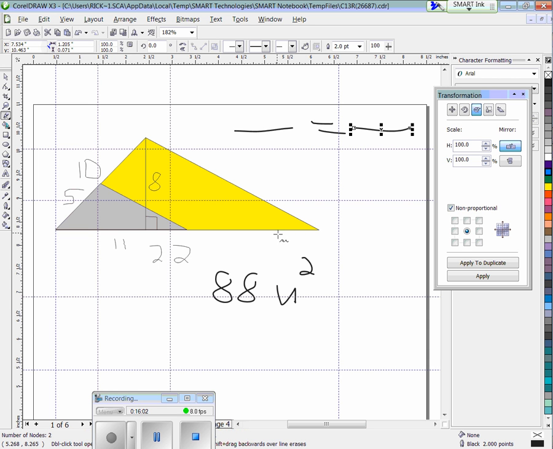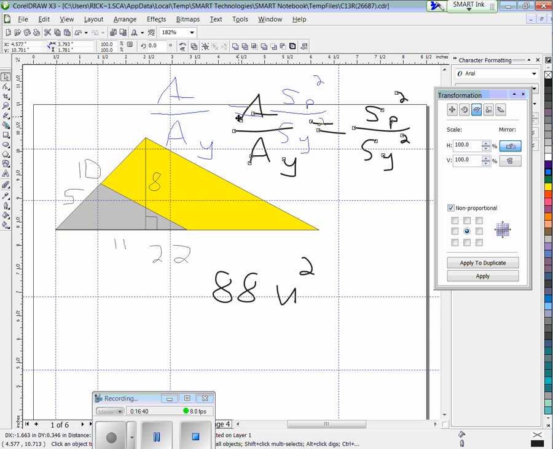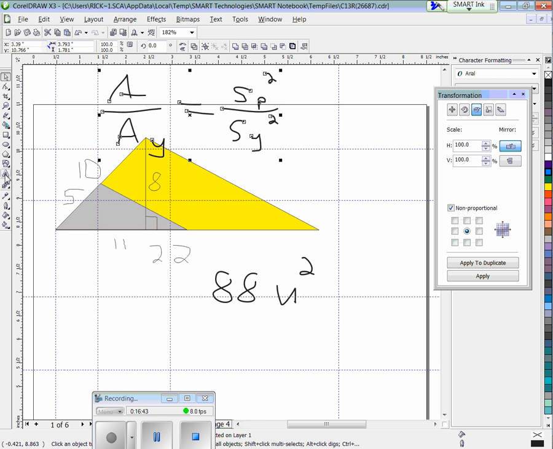All right, so I want the area of the purple divided by the area of the yellow. I want the side of the purple over the corresponding side of the yellow. But here's the key. The areas are proportional to the sides squared. The sides squared. All right, it's an ugly looking formula. Now you're thankful I write with a stylus instead of with a mouse, right?